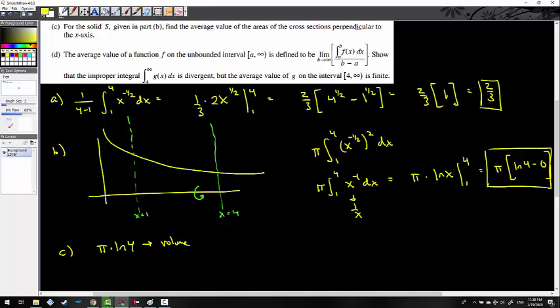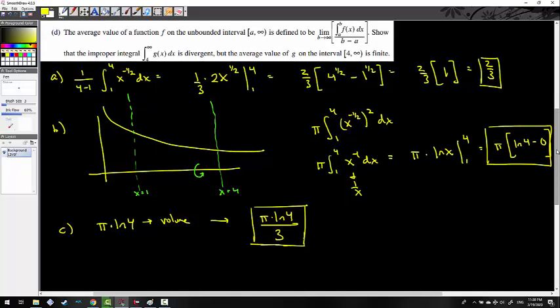So if I want to find the average value of the areas of the cross-sections perpendicular to the x-axis, well, the average value is just going to be this averaged out. So realistically, it just becomes pi times ln of 4 divided by 3. And there's really nothing else to it. They just want a sliver of the cross-section, a sliver of the average cross-section. And I think that's all there is for C.